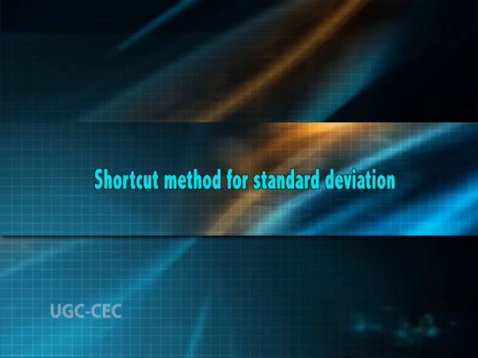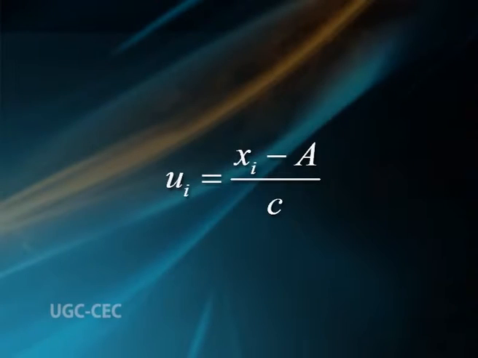Shortcut method for standard deviation. If the observations are big numbers, we can use the shortcut method to reduce the calculations involved in finding the standard deviation of the set. Let the observations be given in the form of class and frequency with variable values x1, x2, etc., xn and corresponding frequencies f1, f2, etc., fn and with arithmetic mean x bar. Let us transform the x values to u values so that ui equal to (xi minus a) divided by c, where a and c are constants as explained in the case of shortcut method for arithmetic mean.